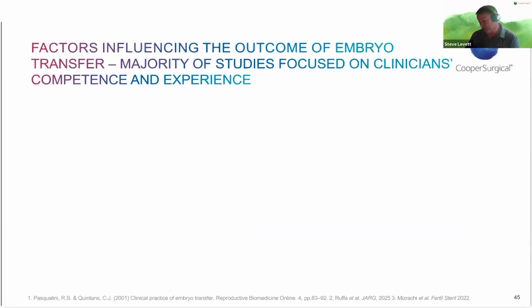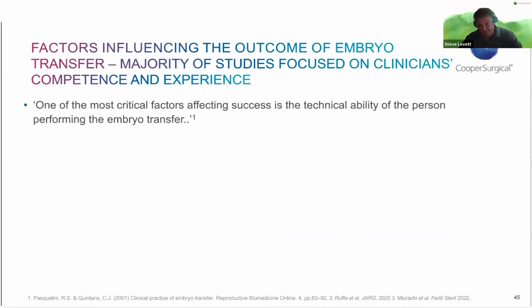So what can affect embryo transfer? What can we do to help achieve the correct goals? And as you can see here, many of the studies that look at influencing outcome focus on the person doing the transfer, their competence and experience. So to pick some of the key points from these papers that were published in the 2000s: one of the most critical factors affecting success is the technical ability of the person performing the embryo transfer. I think most people would intuitively think that was true.